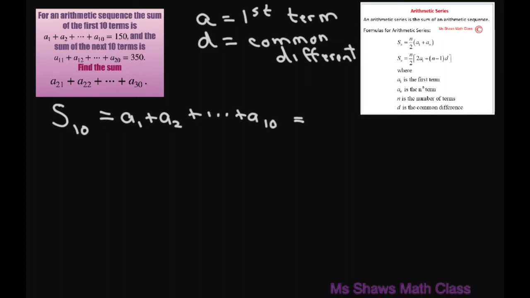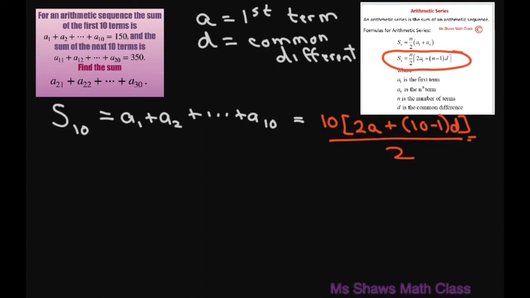Now, using this formula here, we're going to get an equation. So that's going to equal 10, because that's 10 terms, and then we're going to say 2 times the first term. So that's 2a plus 10 minus 1 times d, all divided by 2. And this equals 150.